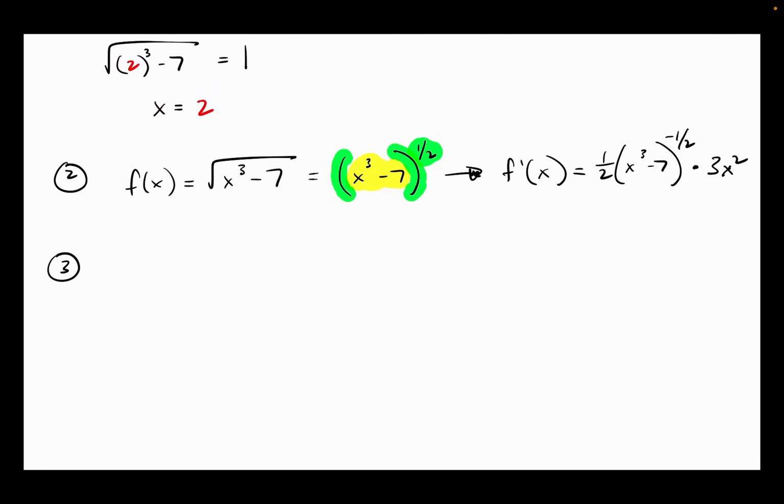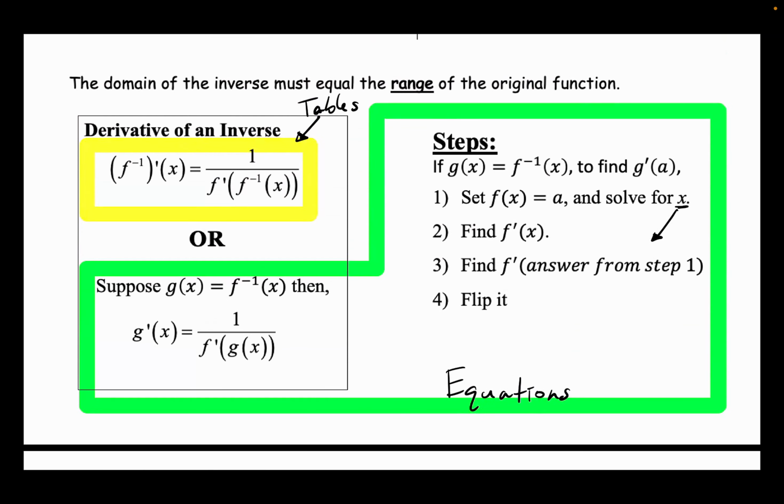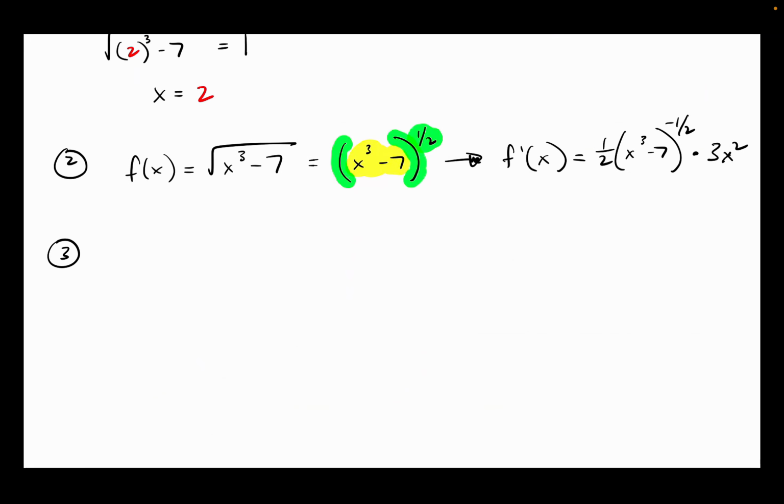Step 3, what did step 3 say to do? Plug in the x term you got into the derivative. So anywhere there's an x, I'm going to plug in the answer I got from step 1. So in other words, I need to figure out what that is. 1/2 parentheses 2 cubed minus 7 to the negative 1/2 times 3 times 2 squared.